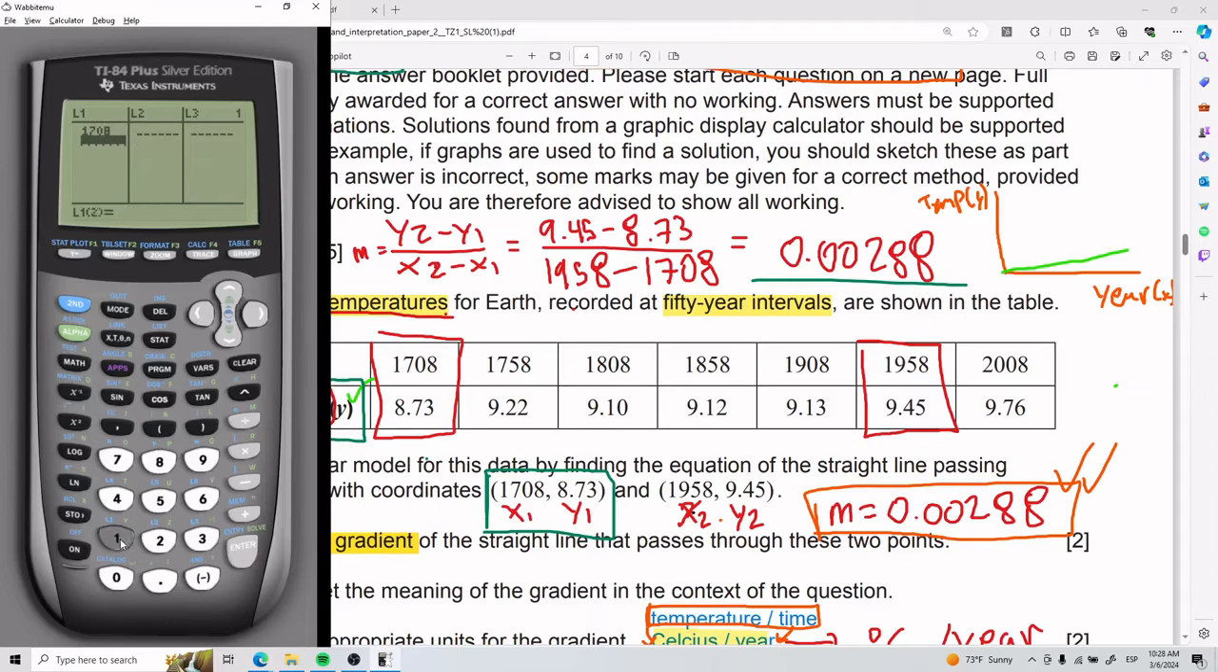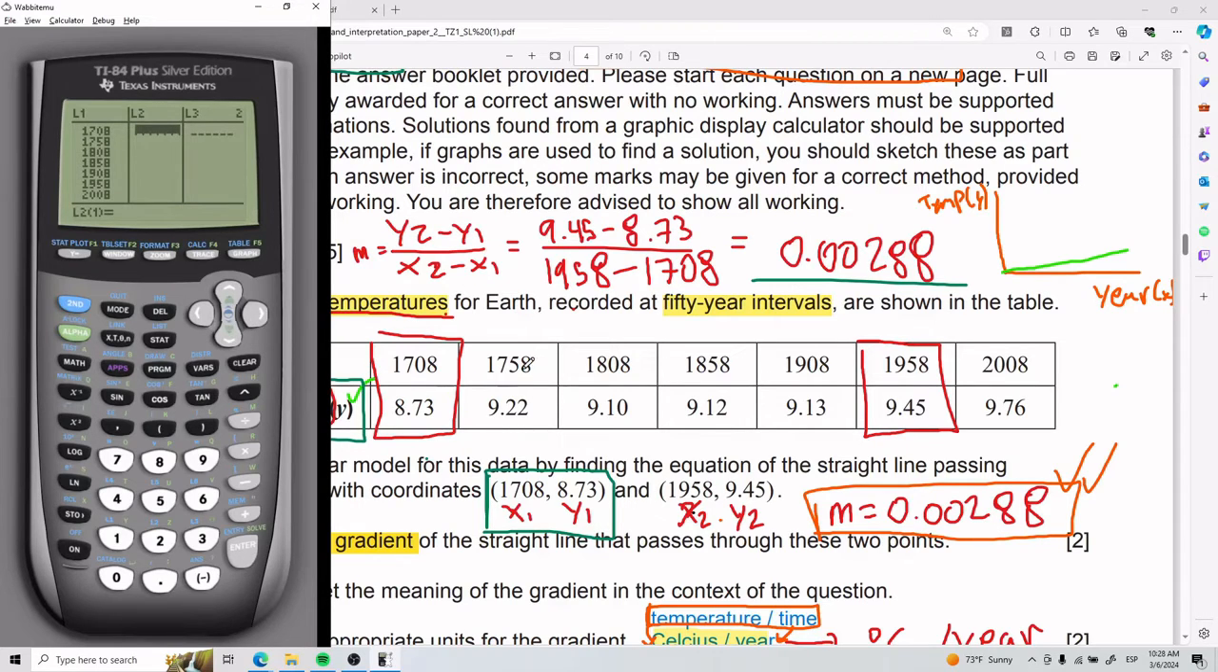1708, 1758, 1808, 1858, 1908, 1958, and 2008. Take a second, check your work. It's always worth it. So this is fine and dandy, all beautiful in the world. Cool. So that is X.